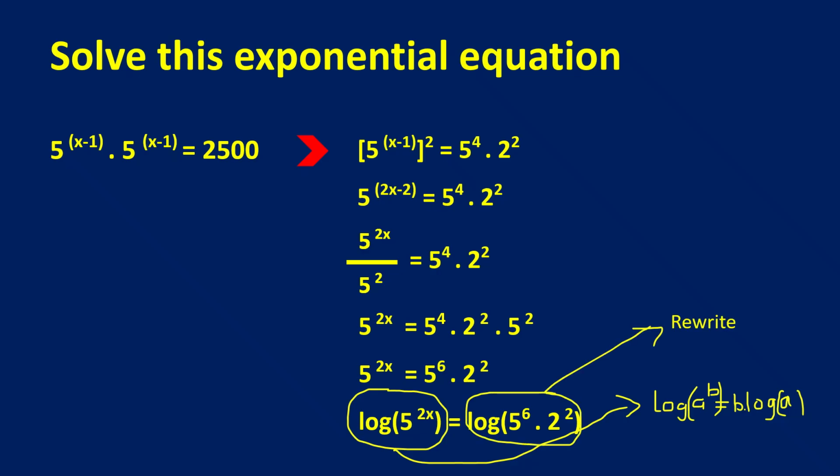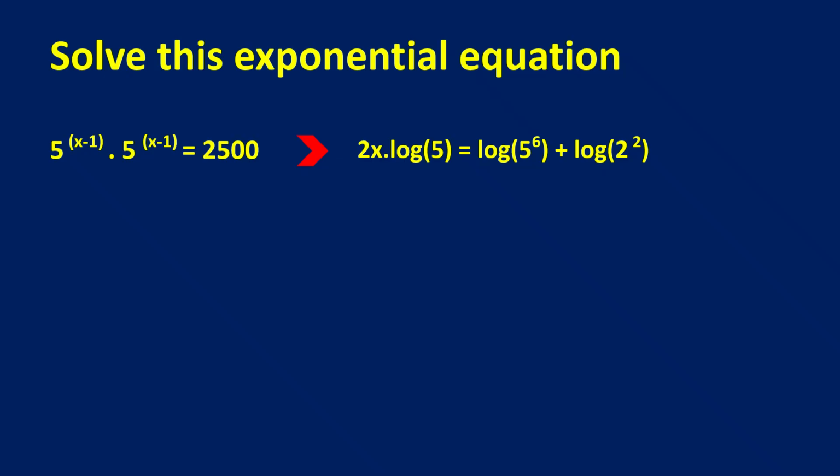Next, we also need to rewrite the right-hand side of the equation. Now we're going to use the other form of log relationship. As you can remember, the log of a times b is actually equal to the log of a plus the log of b. And here is the resulting equation. On the left-hand side, the power of 2x has come down to the front of the log. And on the right-hand side, we have now the log of 5 to the power of 6 plus the log of 2 to the power of 2.